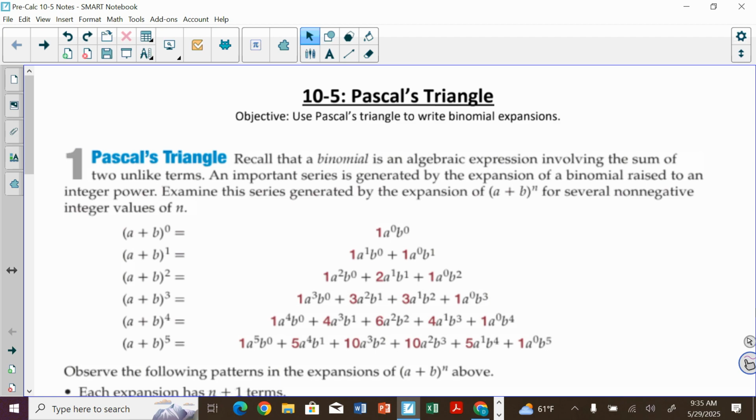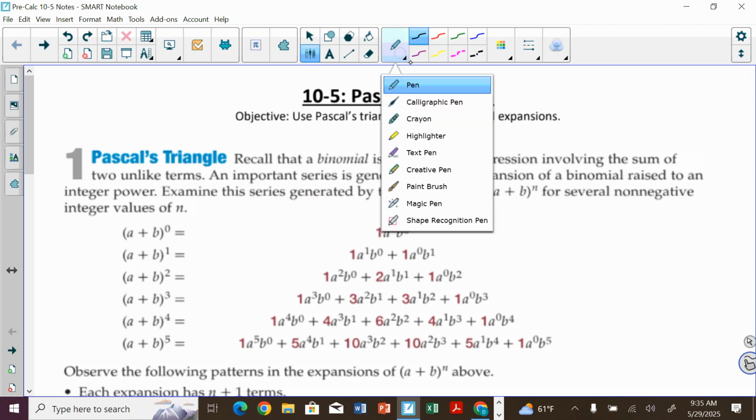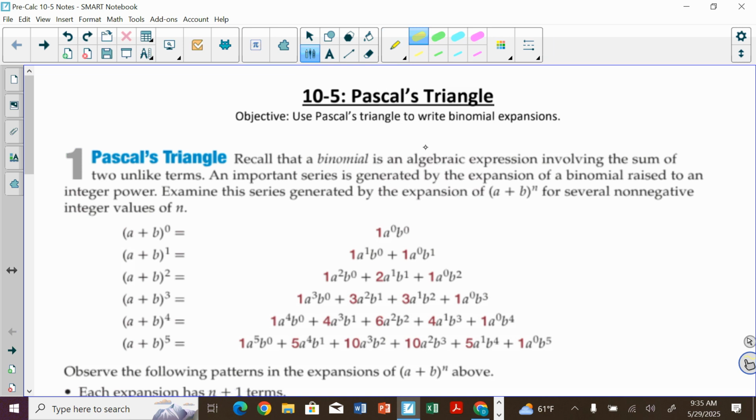Okay, so what we're going to do is use Pascal's triangle. We'll introduce what that is, and we'll show you how we write binomial expansions by using it. All right, so what is Pascal's triangle? First thing to think about is that Pascal discovered this. A binomial is an algebraic expression involving the sum of two unlike terms. So for example, a plus b, okay?